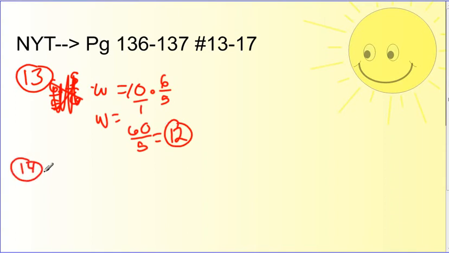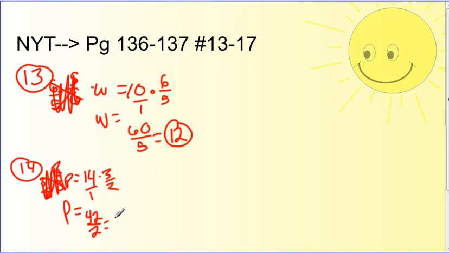Number 14. 2/3 P equals 14. We're going to multiply by the reciprocal, so times 3 over 2, times 3 over 2. These cancel out. P equals, and let's see, 14 times 3 is 42, over 2, which when we simplify gives us 21, and we're done.